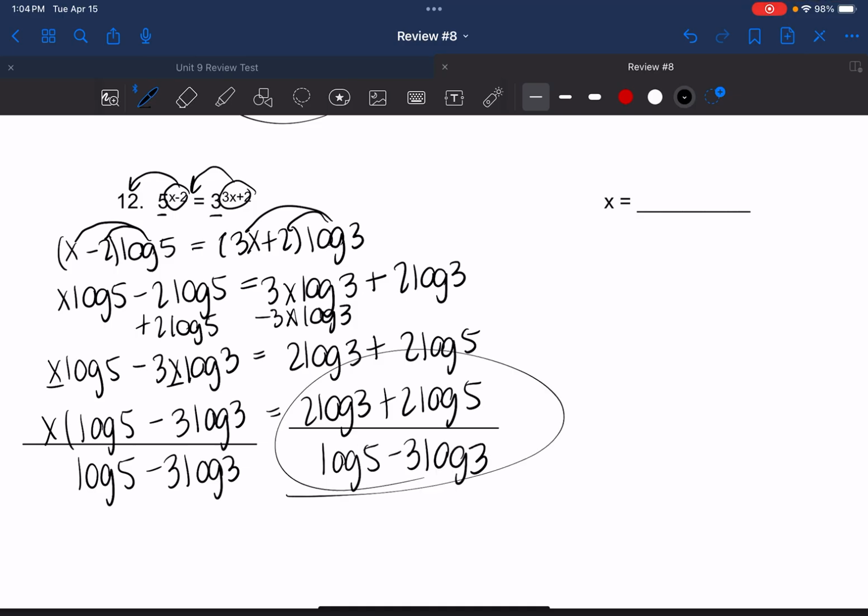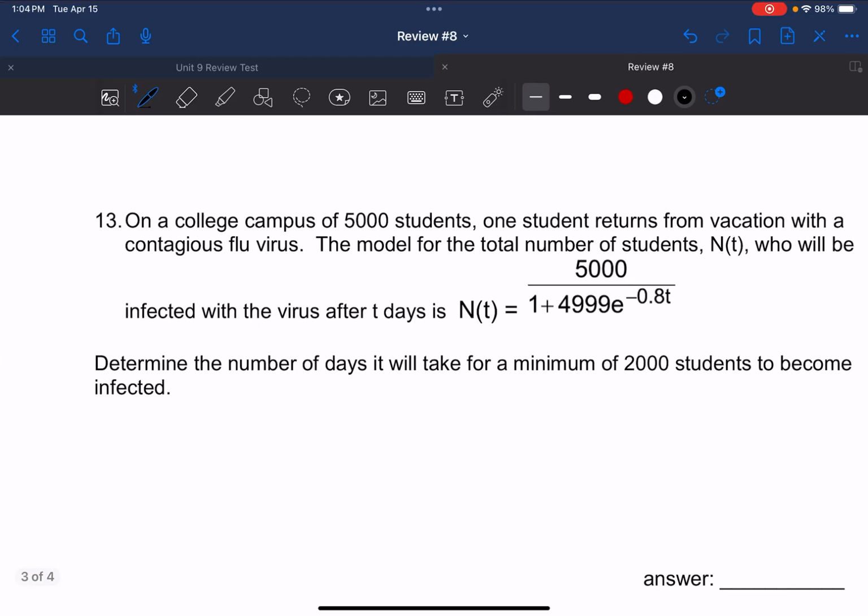And then I would just type that into my calculator to get my solution, which is going to be x equals negative 3.212. All right. For number 13.